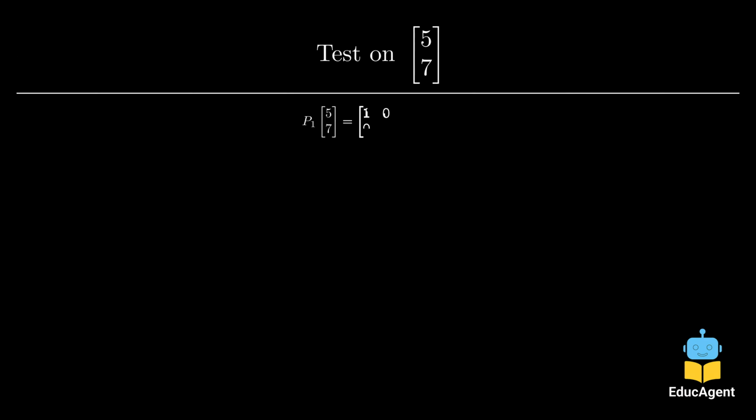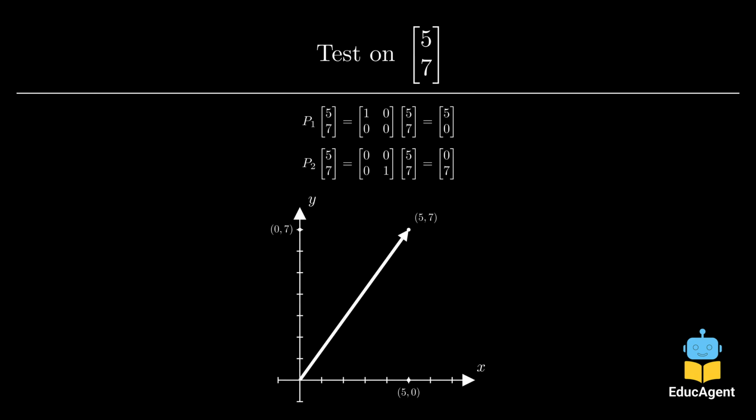The x-axis projector keeps the 5 and drops the 7. The y-axis projector drops the 5 and keeps the 7. Visually, we land exactly where we expect, straight down to (5, 0), and straight left to (0, 7).